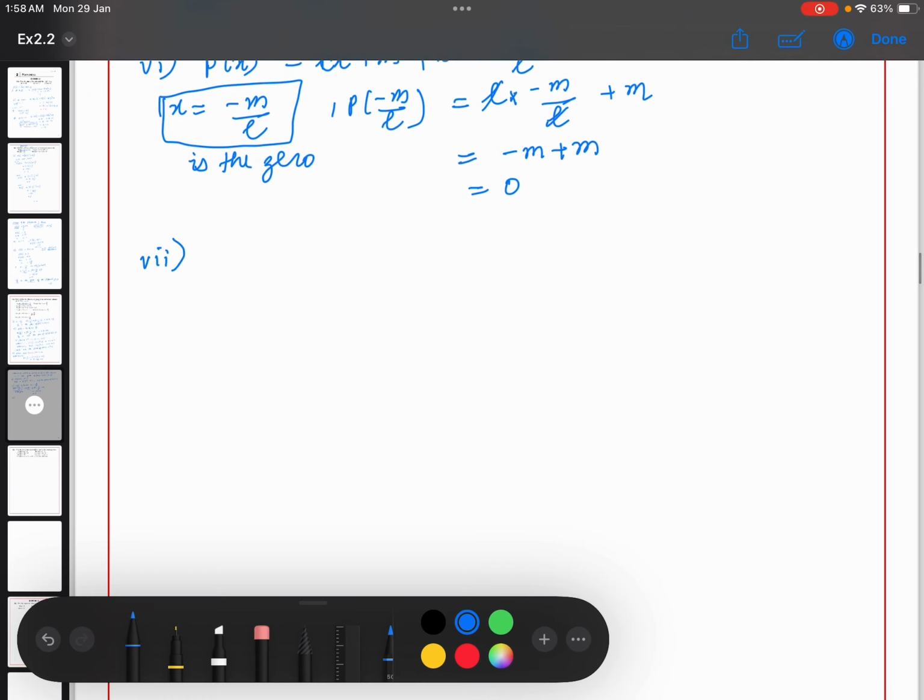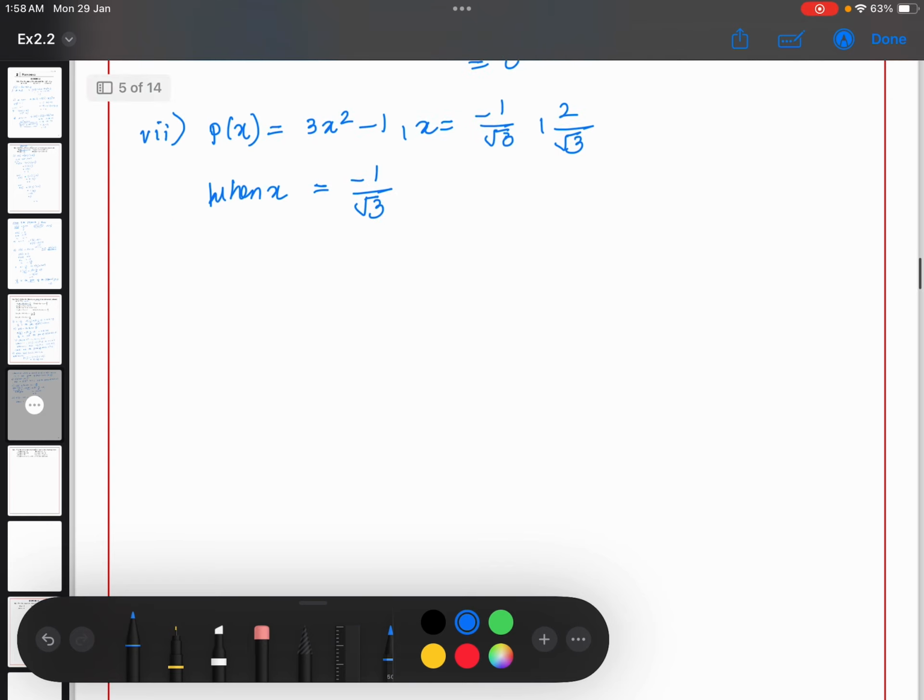Okay, now 7th, it is p of x equal to 3x square minus 1, x equal to -1 by root 3 and 2 by root 3. Okay, so when x equal to -1 by root 3, don't get confused with this root 3 again. These are just numbers. You don't have to be intimidated by them. 3 into (-1 by root 3) whole thing square minus 1. So this will be 3 into 1 by 3 minus 1. Cancel out. This will be equal to 0.